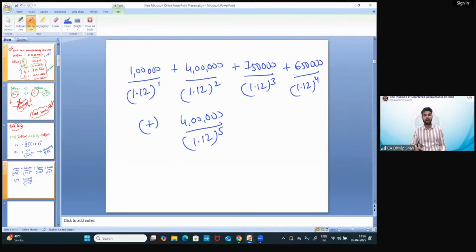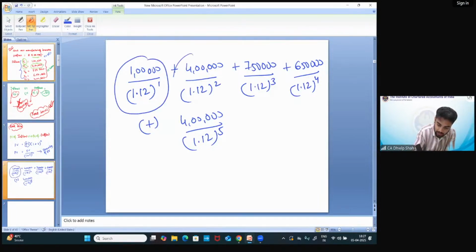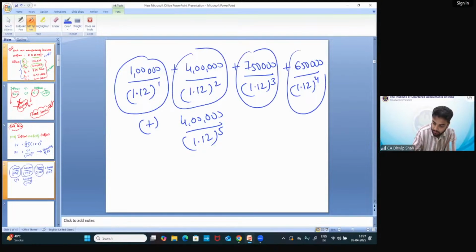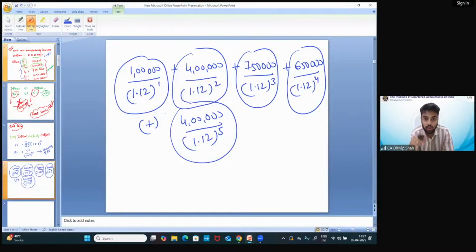Can I say now the summation of all these present values will be my total present value of cash inflow? Yes or no? Summation of all the discounted values will be my total present value of cash inflows. And now, how to calculate this on a calculator? You know the way, right? Or you don't know?